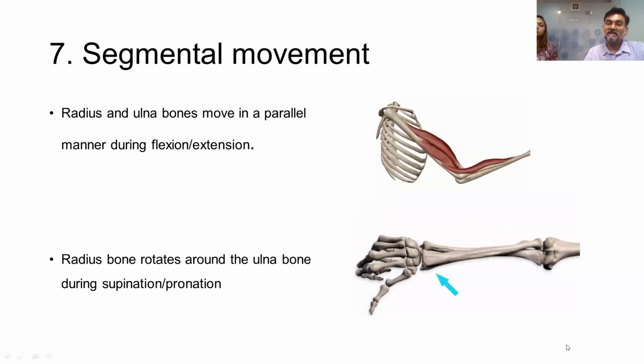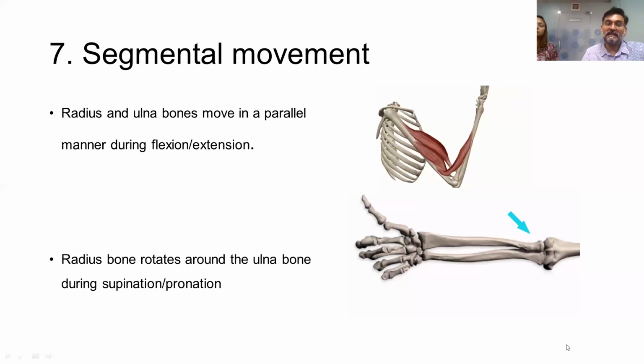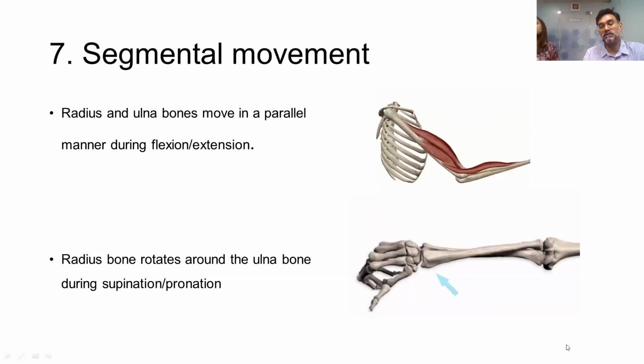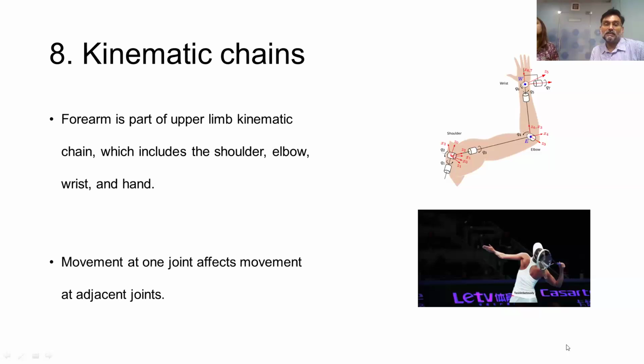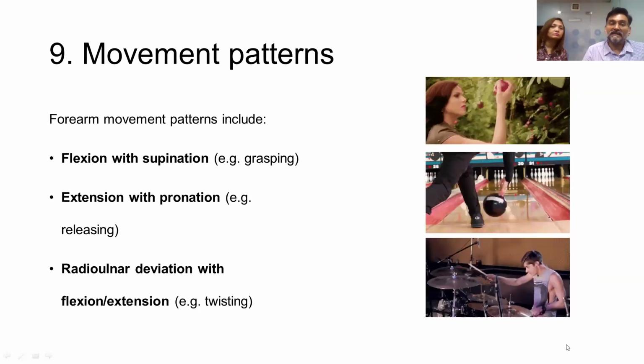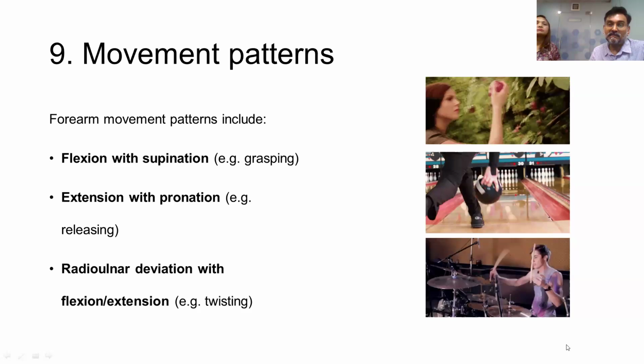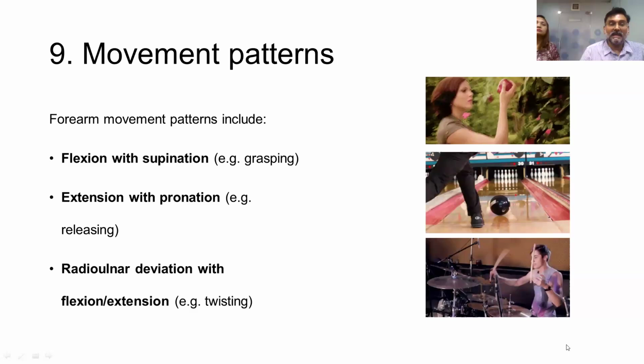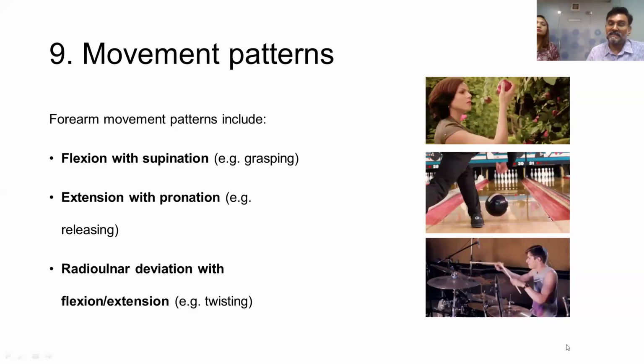The segmental movement is a special feature of the forearm in which the radius and ulna bones move in a parallel manner during flexion extension, but the radius bone rotates around the ulnar bone during supination and pronation. The forearm is part of upper limb kinematic chain, which includes the shoulder, elbow, wrist, and hand. And because of this, movement at one joint affects movement at adjacent joints. Forearm movement patterns include flexion with supination, as in grasping something, extension with pronation, as in releasing something, and radioulnar deviation with flexion extension, as in twisting.